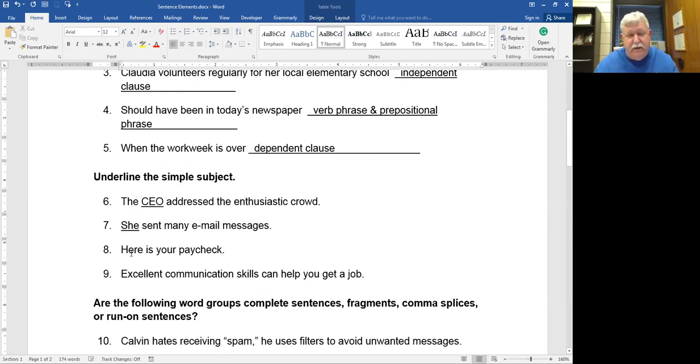"Here is your paycheck." This one's tough because any sentence that starts with here or there or where is going to be in inverted order. So who or what are we speaking about? I'm speaking about your paycheck. If you put that in normal order, you would have "your paycheck is here." So that would be the normal order. Now this sentence is fine, right? "Here's your paycheck." But paycheck is not at the beginning of the sentence. It's not before the verb. So it's in inverted order.